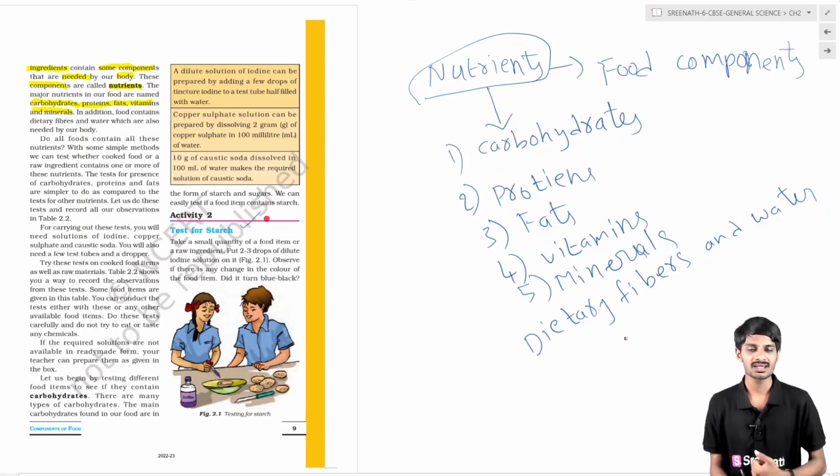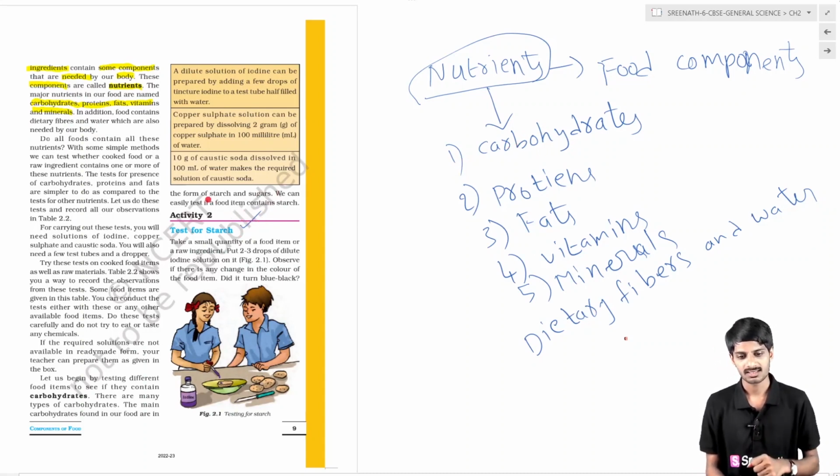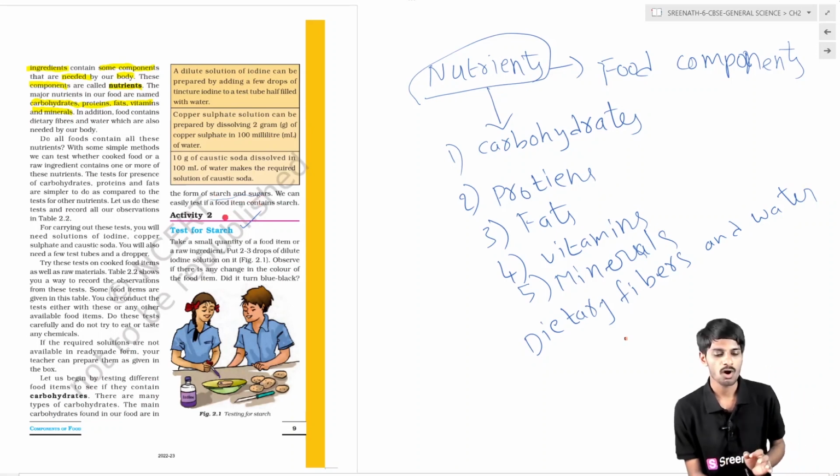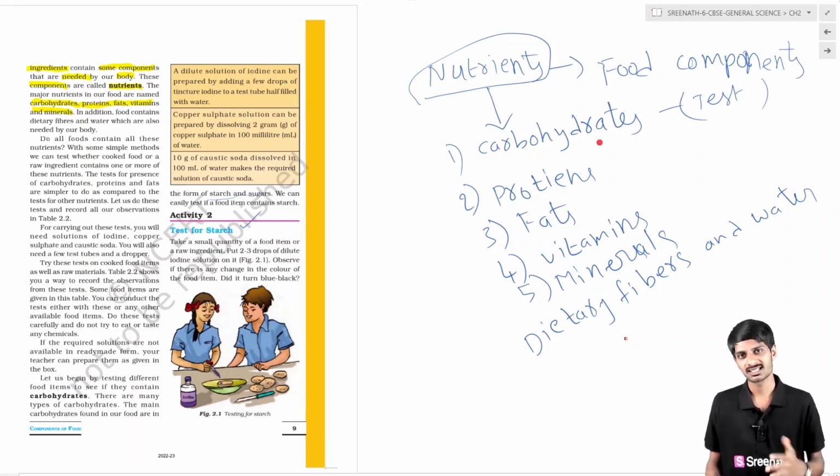First one is the test for starch. Basically, carbohydrates contain starch. The main carbohydrates found in our food are in the form of starch and sugars. So the first test for carbohydrates is nothing but the test for starch. Why? Because carbohydrates are in the form of starch in food items.